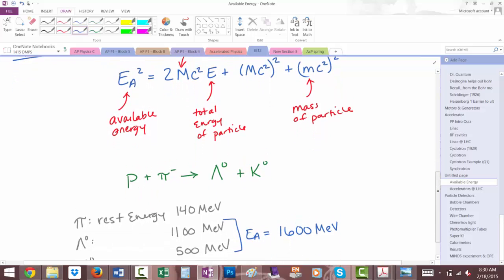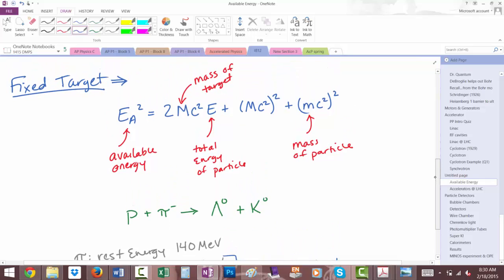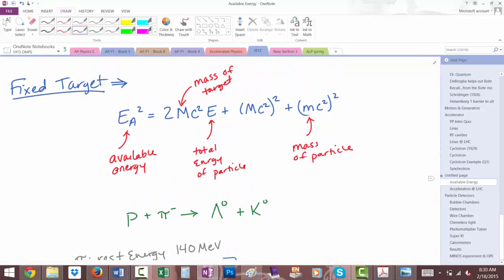So we're using the red equation and then the blue equation, combining those. You're going to use this equation. But what's EA? The available energy. Is that the red equation up above? No, the available energy is what you have, what can make that lambda and kappa, right? So what is the total rest energy for the lambda and kappa combined? It's like 1600, right? So that's what you have to have available in order to create those.